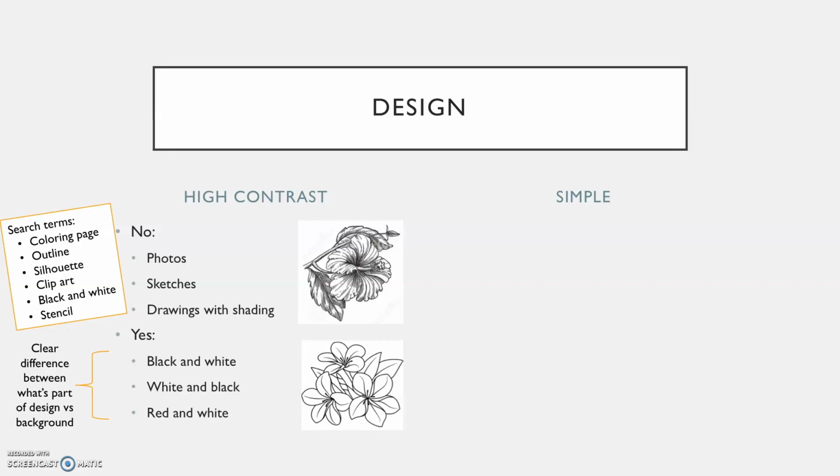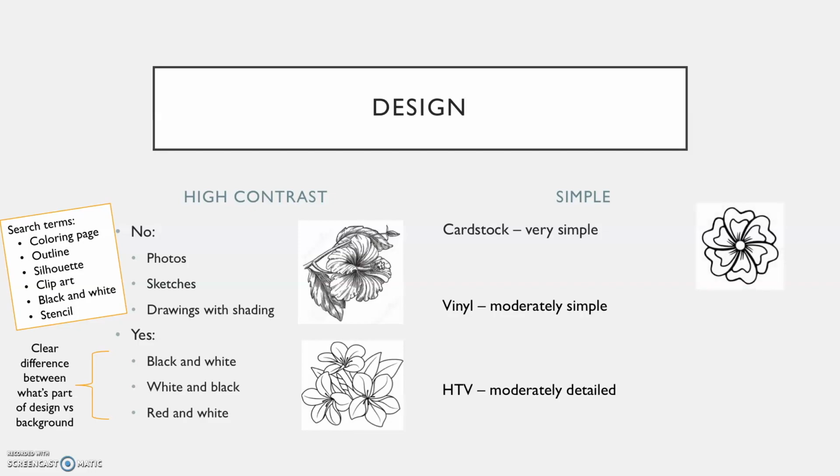The second element, regarding the simplicity of the design, is something you want to consider when choosing a material for your design. The three most common materials I use for Cameo are cardstock, vinyl, and heat transfer vinyl, or HTV. If I were to cut my design out of cardstock, I would want to pick a really simple design like this one because cardstock tears very easily when it's cut, and a detailed design is just going to shred rather than cut out and look nice and clean.